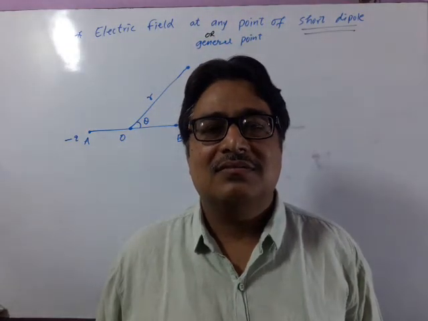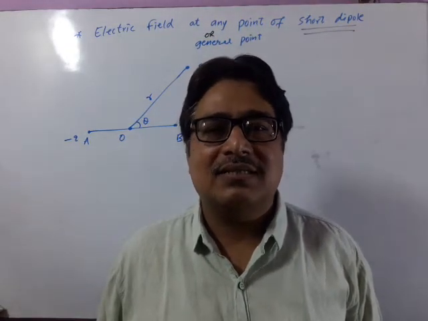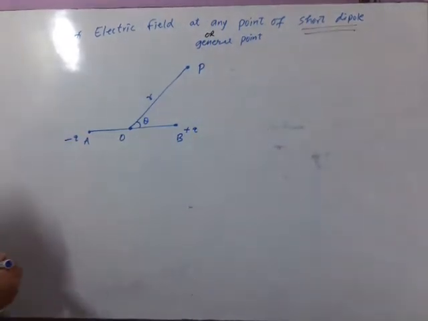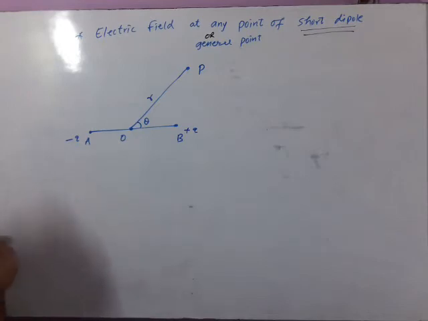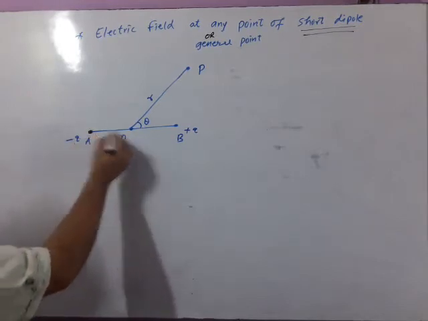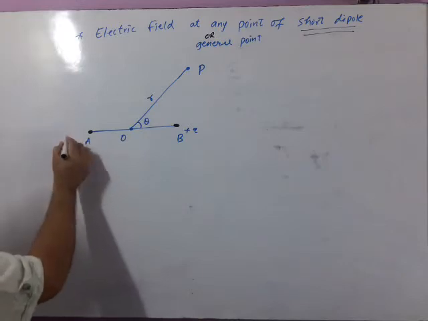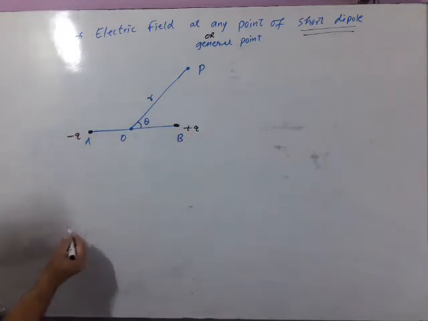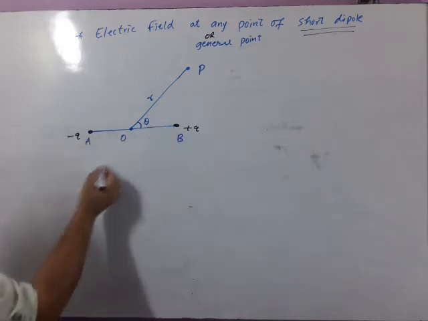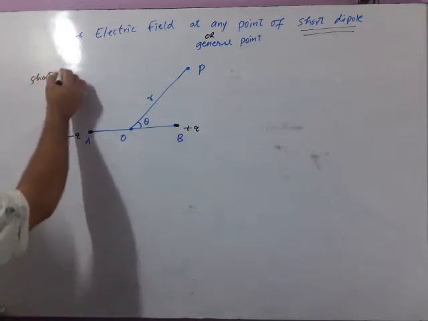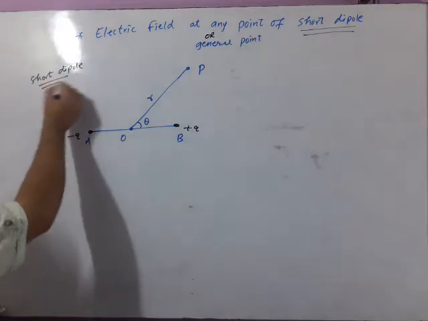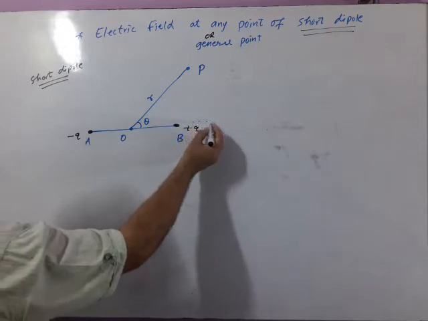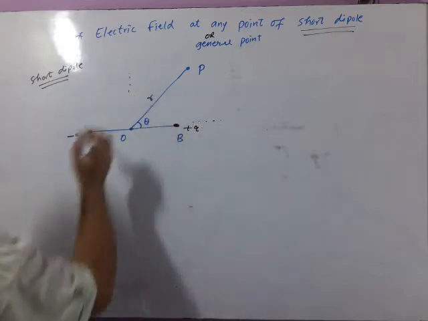Electric field at any point of a short electric dipole. Now see, this is one dipole of charges minus q and plus q. This is a short dipole. You know, there are two positions for the dipole. This is called the axial line, this is called the equatorial line.